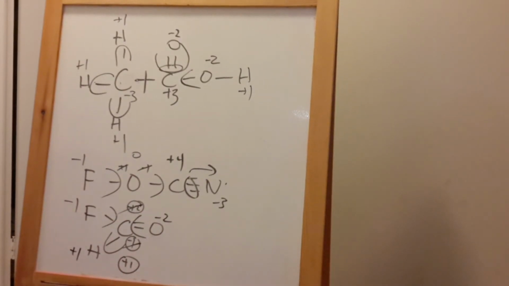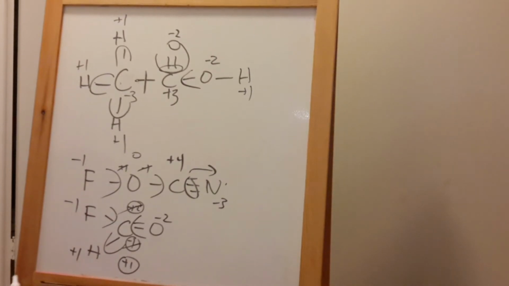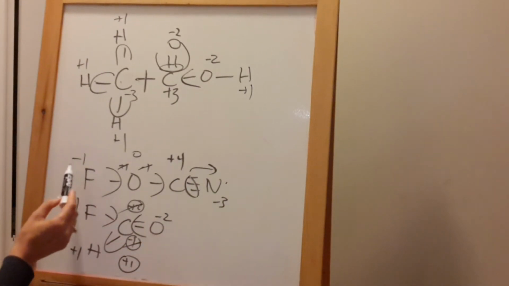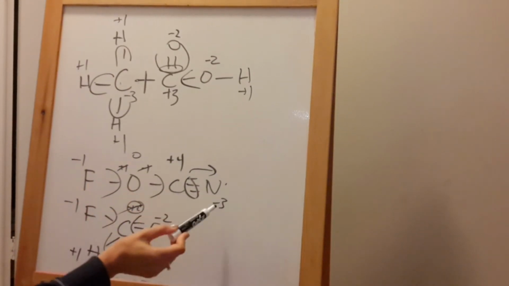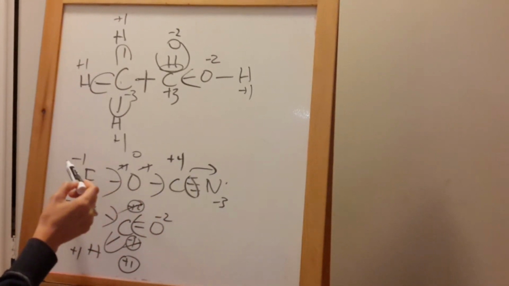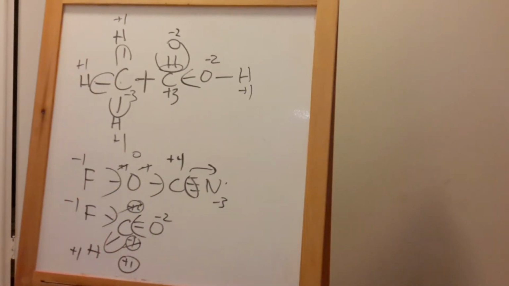One way to check that your structure is correct is to make sure that all the charges are balanced. If the compound is neutral, then all the charges have to add up to 0. If it has an overall charge, then all the charges have to add up to that overall charge. So back over here, we had -1, 0, +4, -3. So 4 positives and 4 negatives would make a neutral compound. Let's see if this one's been done correctly.